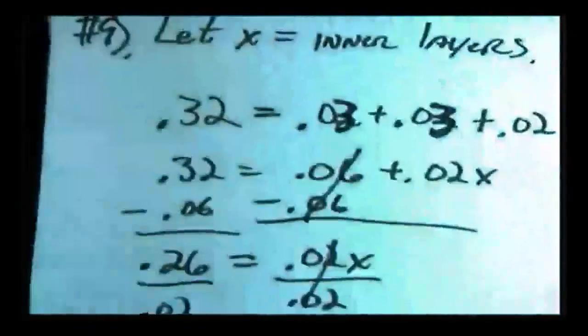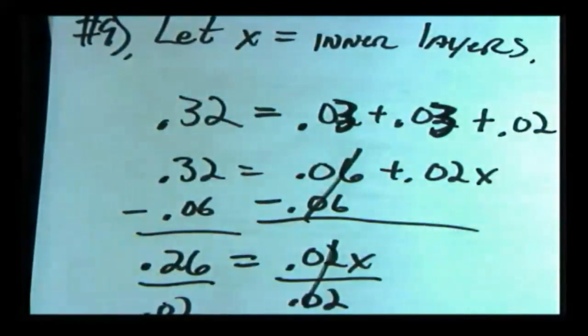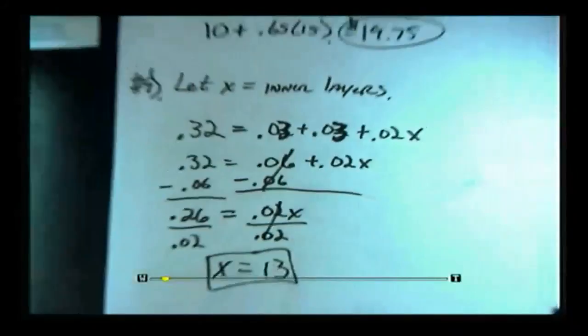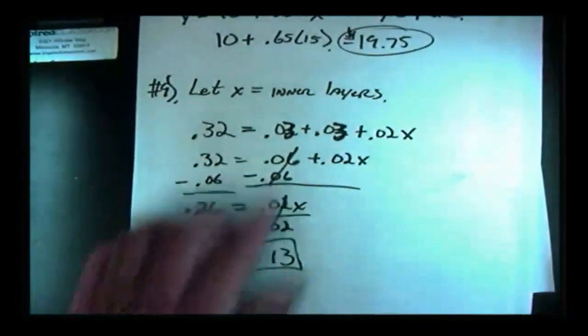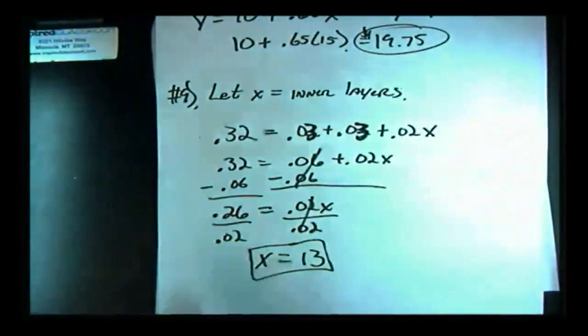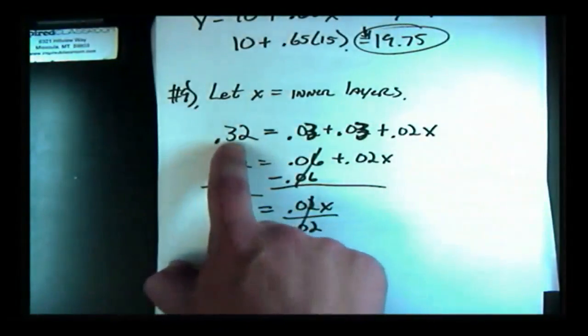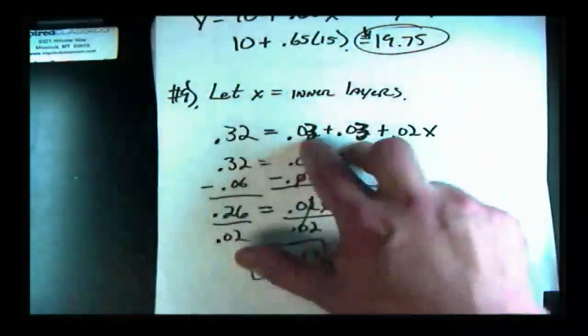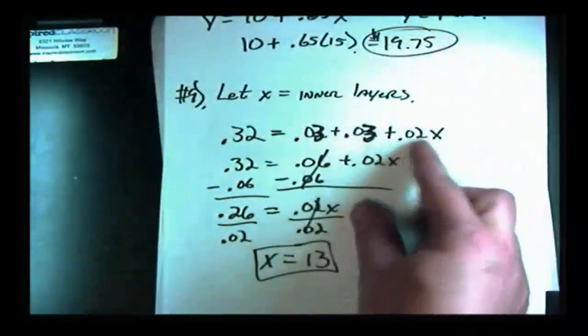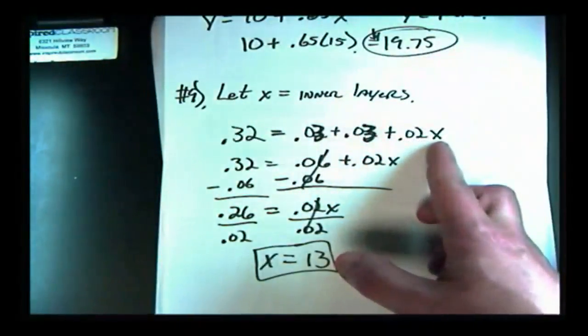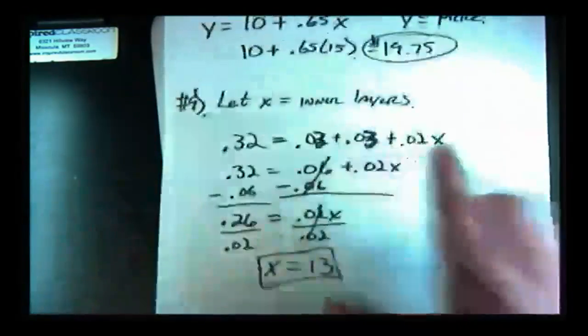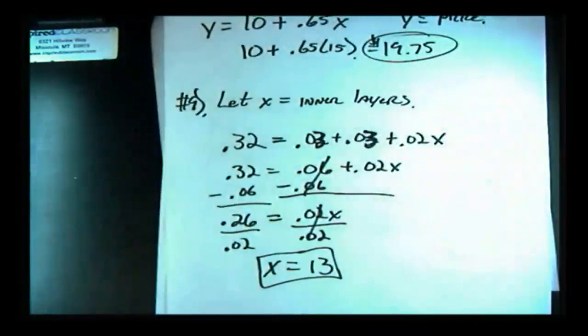X equals 13. So there it is. That's how I set up an equation. Let me zoom out a little bit. I let X equal the inner layers. I read my story 3 times. I figured this was the total. This was the top layer, bottom layer, and these were each of the outside or the inner layers. Once I have that set up, I can do math to this problem, or algebra, and solve for X. Solving for the unknown.